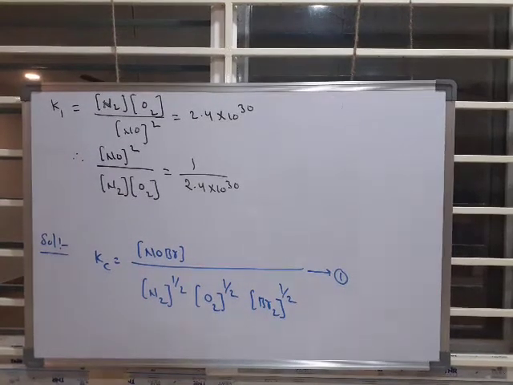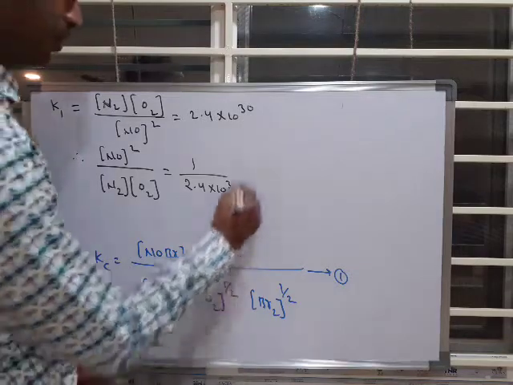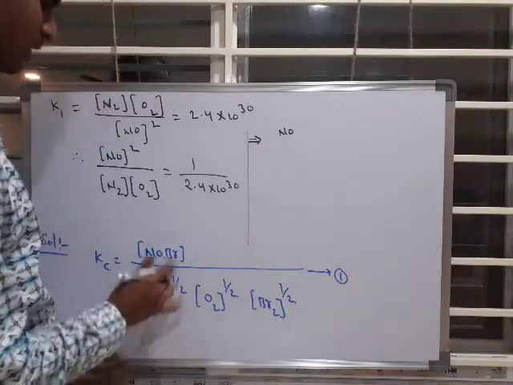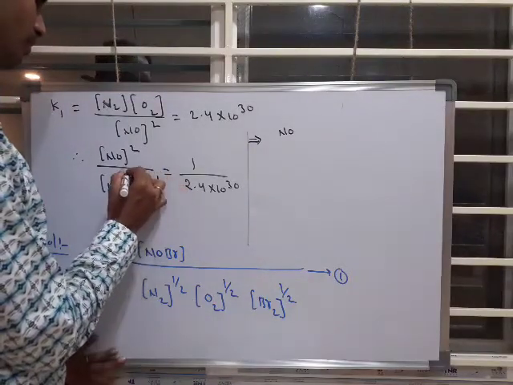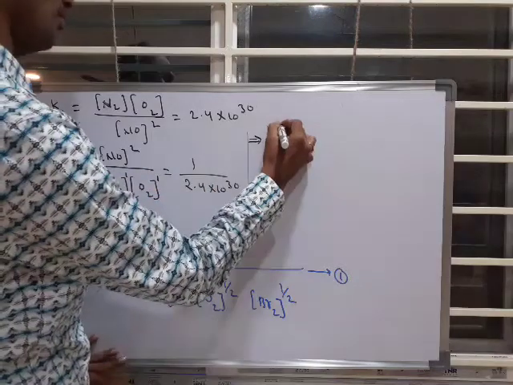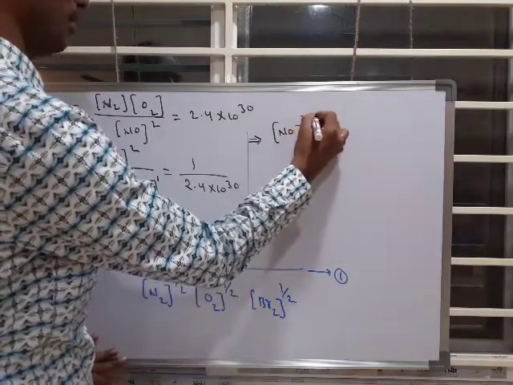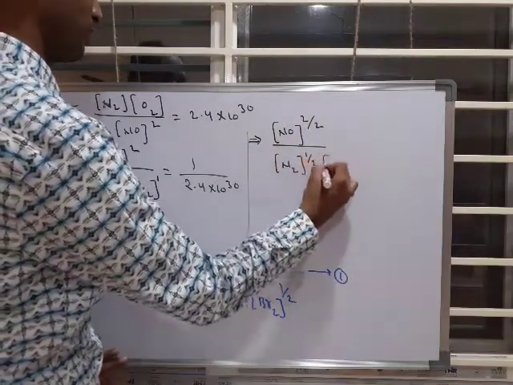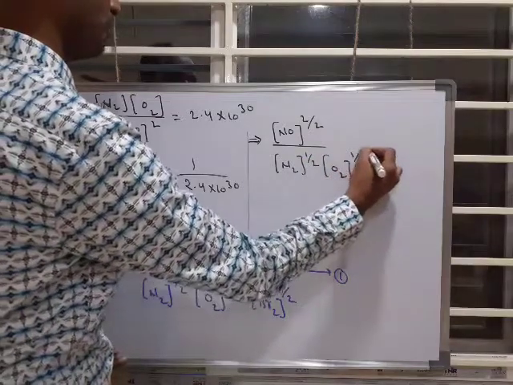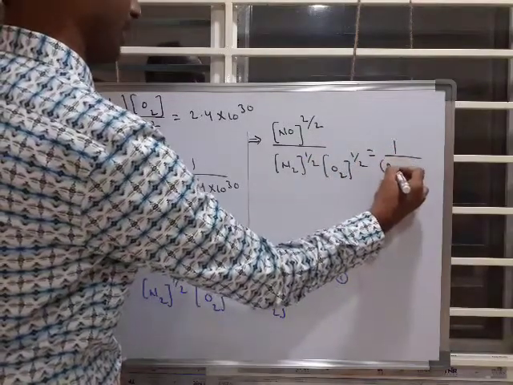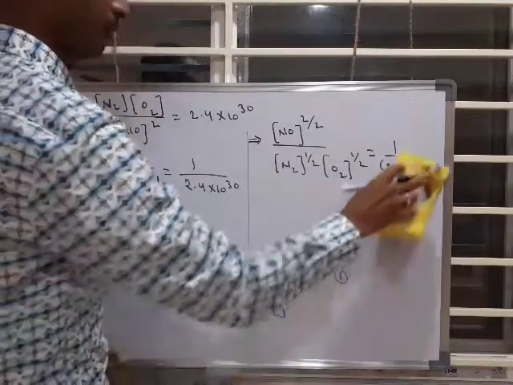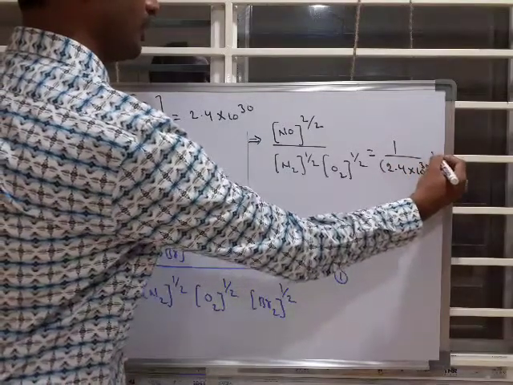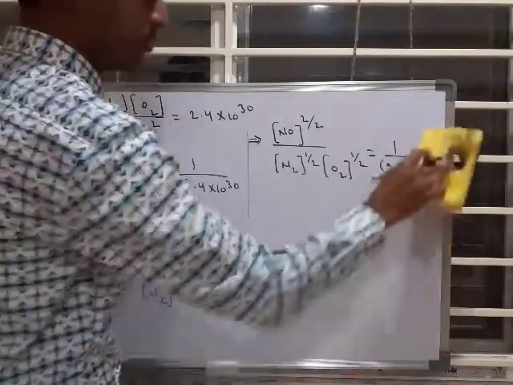We need to get power 1/2, so we convert this also into power 1/2. N2 doing 1/2, O2 doing 1/2. And 30 power 1/2 also becomes power 1/2 automatically.